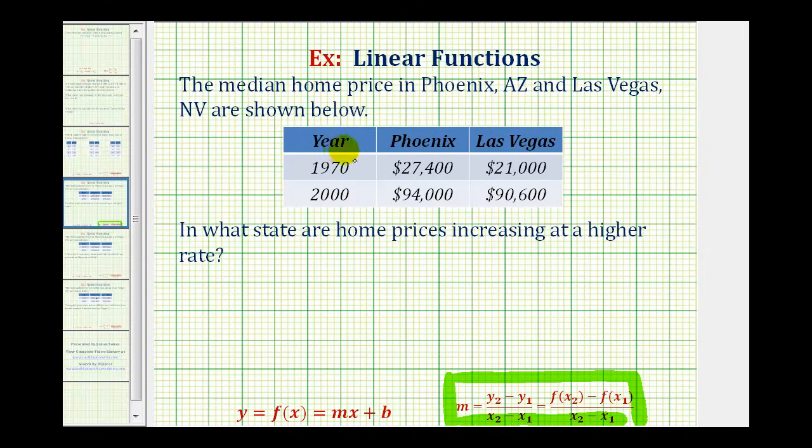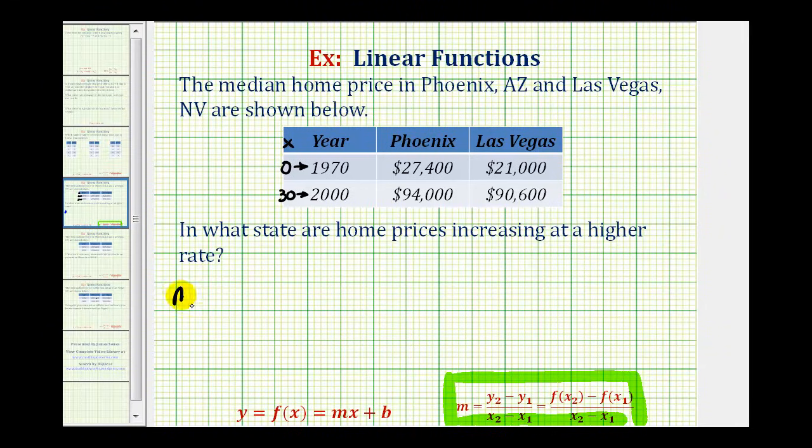A lot of times when working with data, we don't use the actual year for our input or x values. We often let the base year equal 0, so 0 will represent the year 1970. Since 2000 is 30 years after 1970, we'll let 30 represent the year 2000. And these will be the x values that we'll use to determine our rate of change, as well as other information. Let's start by determining the slope or rate of change for Phoenix.